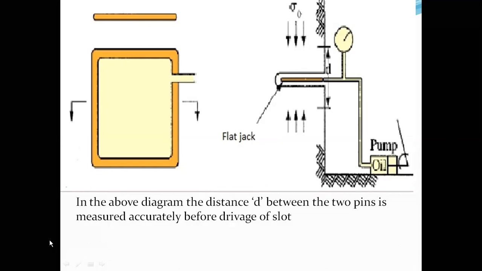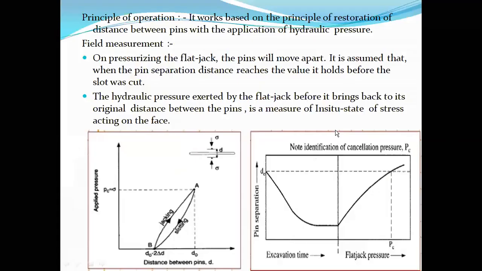In the above diagram, the distance d between the two pins is measured accurately before driving a slot. So these two things have to be measured. Let's move on. Now, the principle of operation: it works based on the principle of restoration of the distance between the pins with the application of hydraulic pressure. Next one is field measurement.